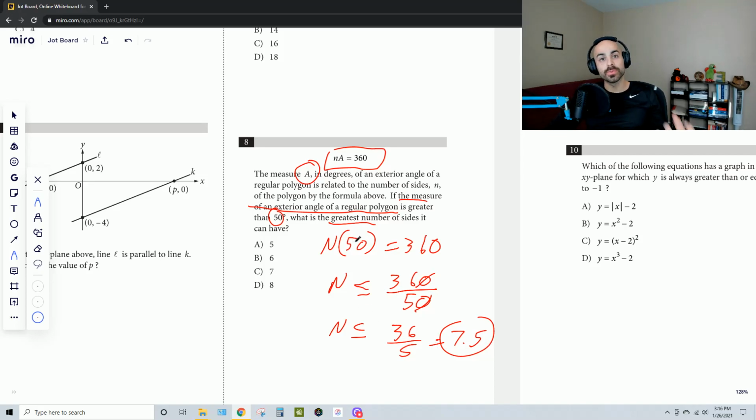What is the greatest number of sides when you start going down? Well, obviously the greatest number would be 7.5, but that's impossible to have for a number of sides. It has to be a whole number. So the whole number is 7.